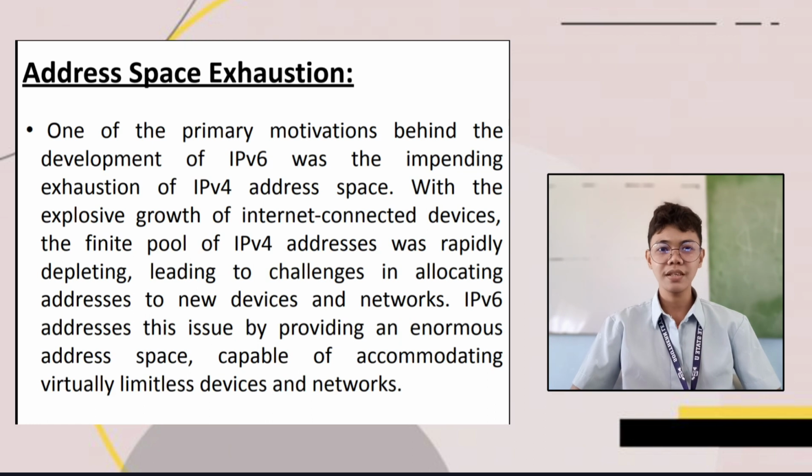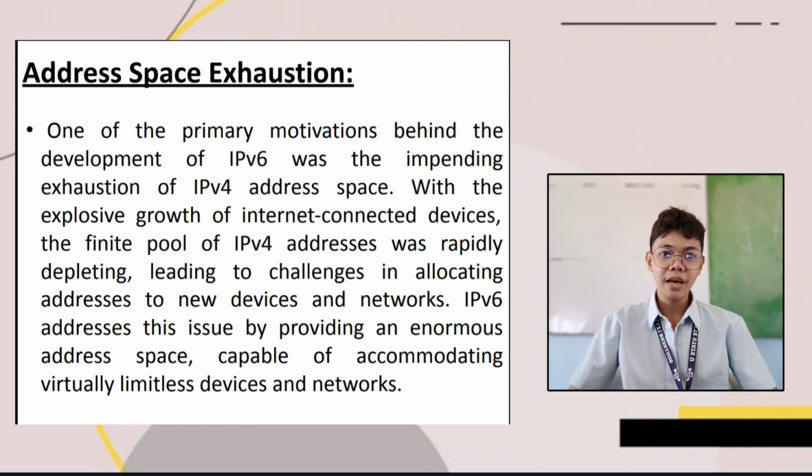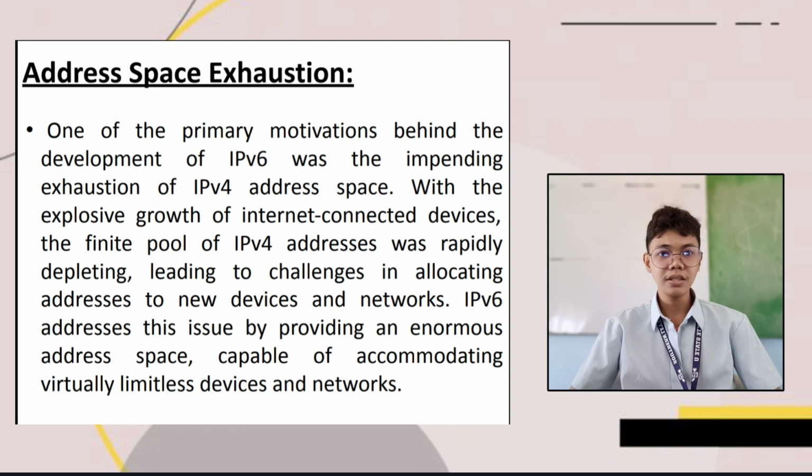Address space exhaustion. One of the primary motivations behind the development of IPv6 was the impending exhaustion of IPv4 address space. With the explosive growth of Internet-connected devices, the finite pool of IPv4 addresses was rapidly depleting, leading to challenges in allocating addresses to new devices and networks. IPv6 addresses these issues by providing an enormous address space capable of accommodating virtually limitless devices and networks.